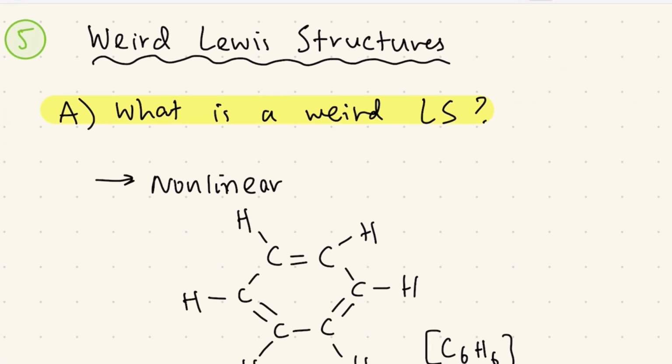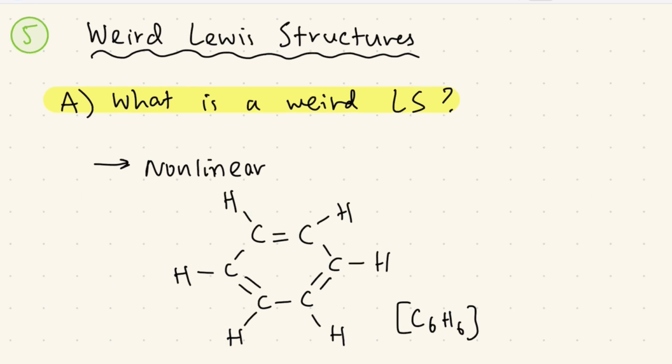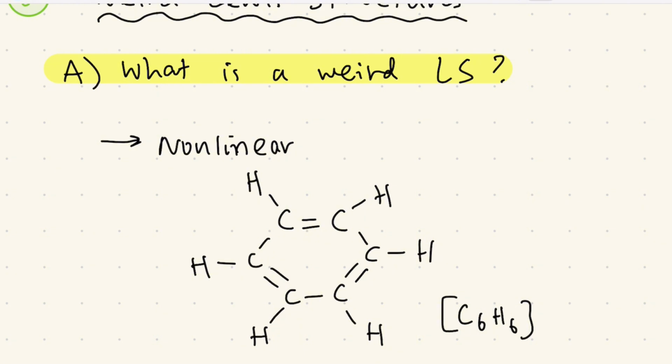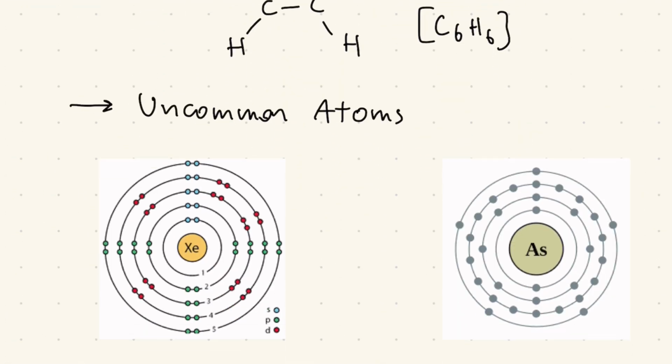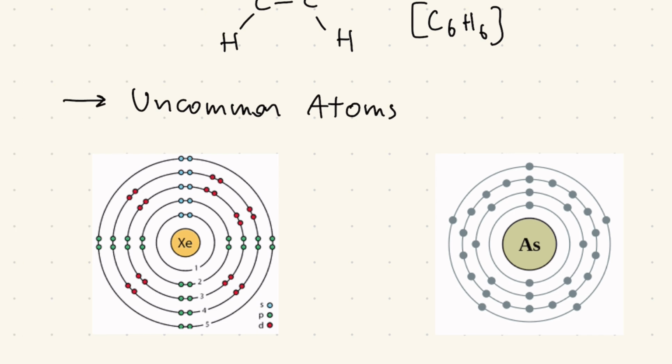For the final part of this video, we'll take a look at some of what I call weird Lewis structures and go through how you can apply a rules-based approach to them as well. So first, let's define a weird Lewis structure. To me, a weird Lewis structure is one that either has some nonlinear components, like this benzene here, with its 6-membered ring, or one that contains some more uncommon atoms, like a noble gas, say xenon, or a semi-metal like arsenic. And we'll see structures that have both of these features today.